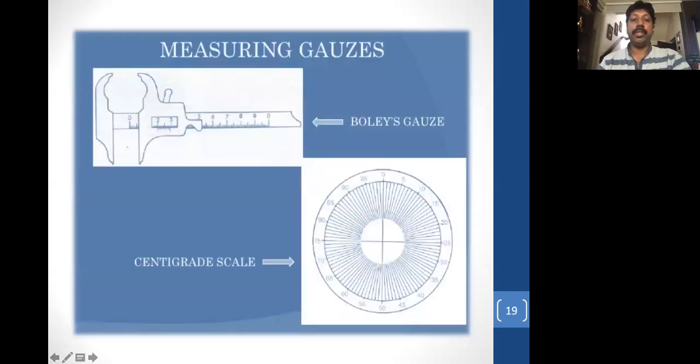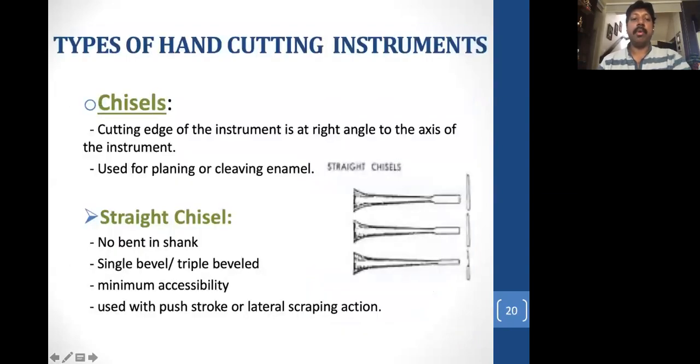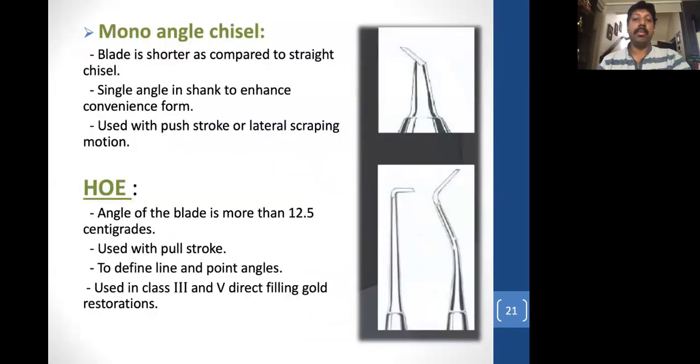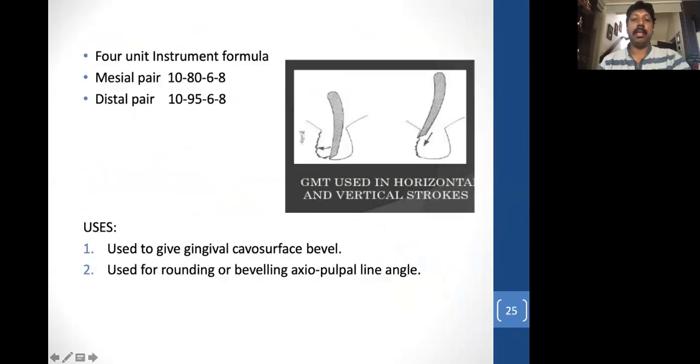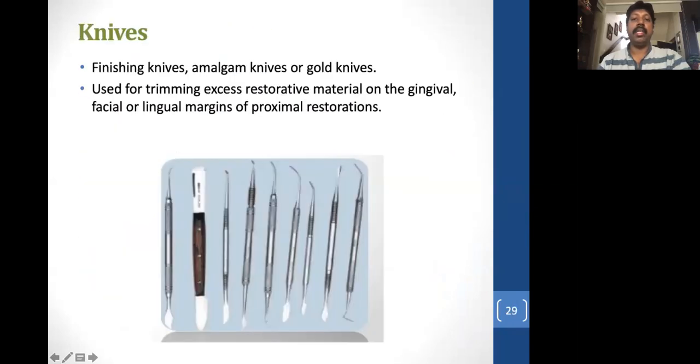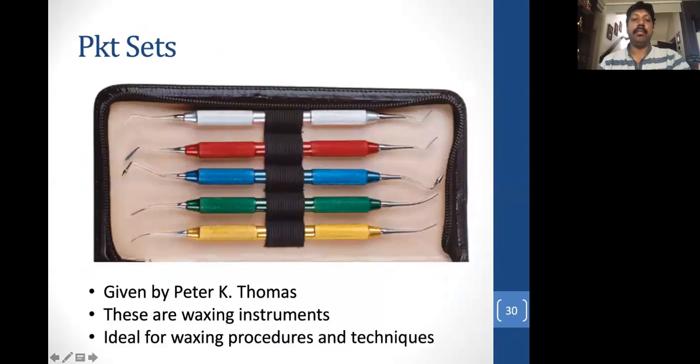And this is how the measuring gauge. There are two measuring gauges: Bowley's gauge and centigrade gauge. I'm not going to detail this now, because when you come to class, I'll discuss it all once again. I told Muskan yesterday, so we'll discuss all these things whenever you come to class. I'll explain, because you have to see the instruments.